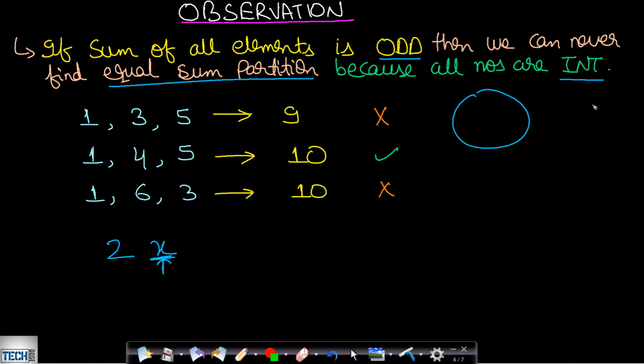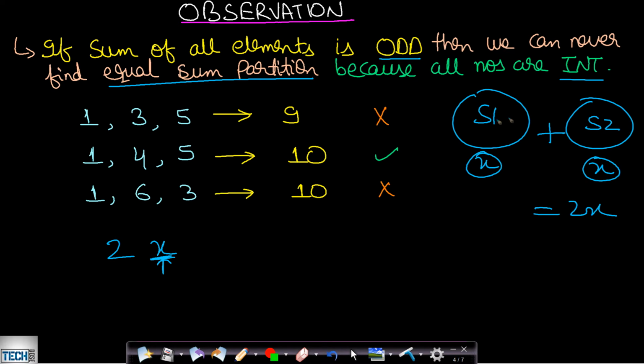let's say you are having two subsets. This is subset 1, this is subset 2. The sum value here is x and the sum value for the second one is also x. So the entire sum value will come out to be 2x, and if you add all the elements of S1 and S2, then they will form all the elements of the given set S.